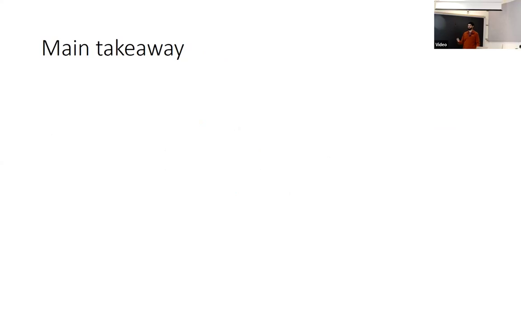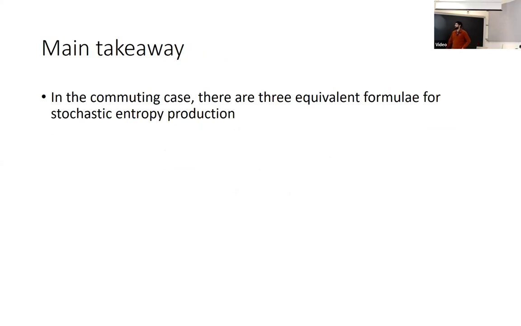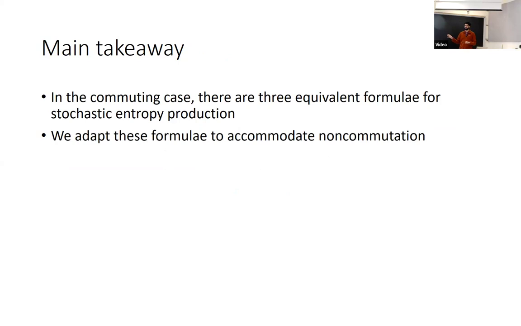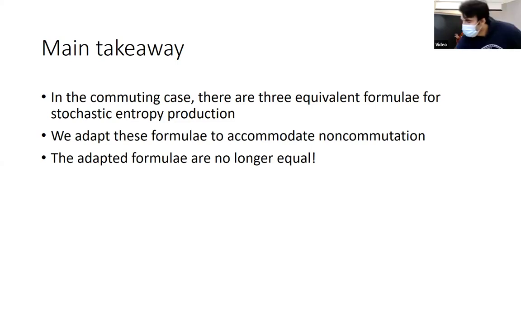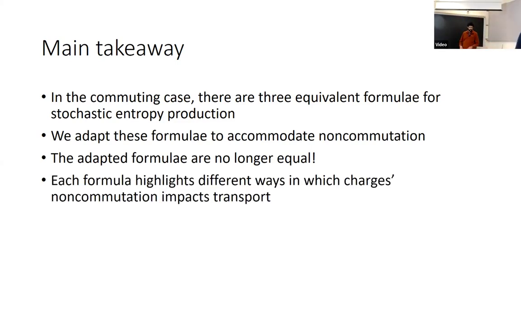Before getting into the meat of the talk, I want to summarize the main takeaway. We start with the commuting case, where there are three well-studied formulas for entropy production. They all reflect the same definition, so they're completely equivalent and interchangeable. We adapt the formulas slightly to accommodate the non-commuting charges, this more quantum setup, and we find that these formulas are no longer equal. Non-commutation drives the three formulas to be different, and each one highlights some interesting aspect of transport and what's going on in these underlying evolutions.